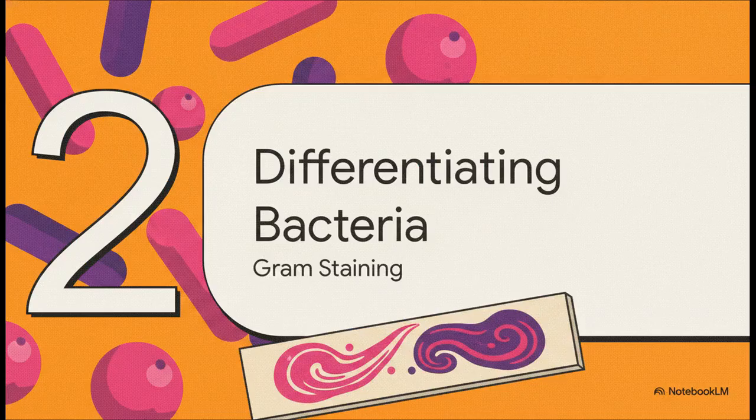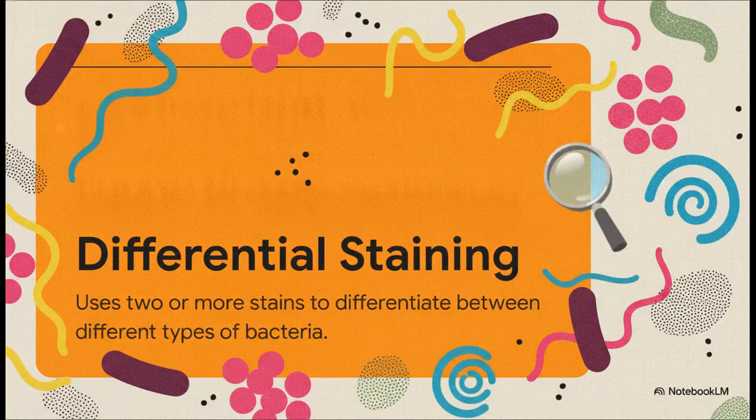Moving right along to Section 2, differentiating bacteria, gram staining. Okay, let's dive into this. Once we can actually see the bacteria, how on earth do we tell them apart? That's where we bring in differential staining techniques. These are methods that use 2 or more stains to differentiate between different types of bacteria. Using multiple stains is absolutely crucial. It's the big step that takes us from merely seeing a bacterial cell to actually categorizing and identifying it.